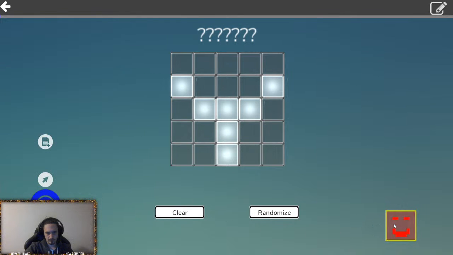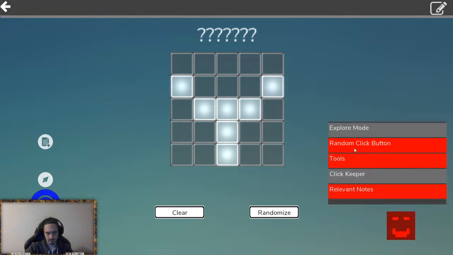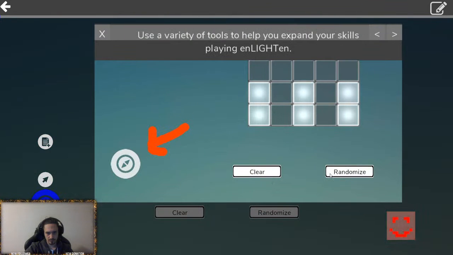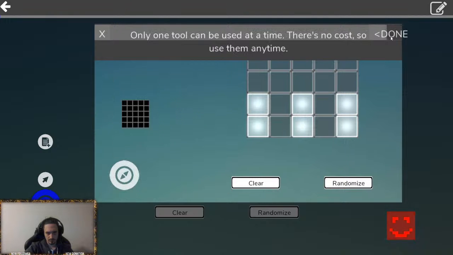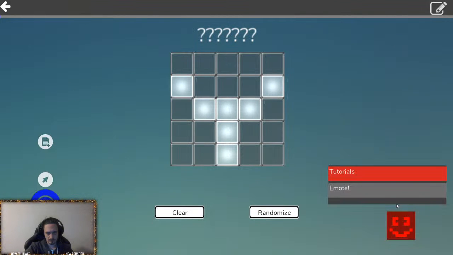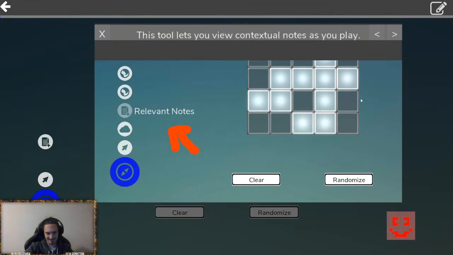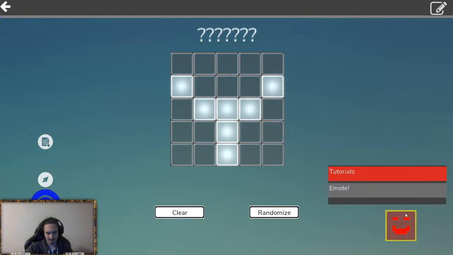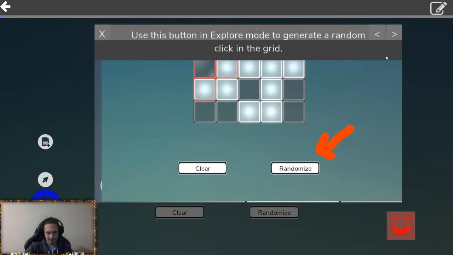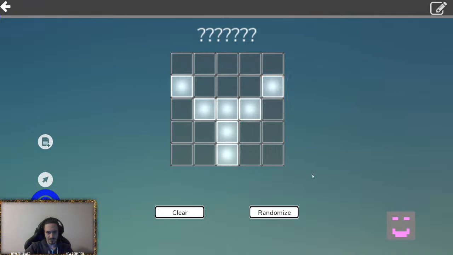The tutorials for my process should still be in Richard's face. Use the tool assist whenever you need to. You'll probably need to look at the tutorial to understand what those are. I know I'm lagging behind in the video. The relevant notes tool lets you view contextual notes as you solve a puzzle. Randomize. This button is okay.